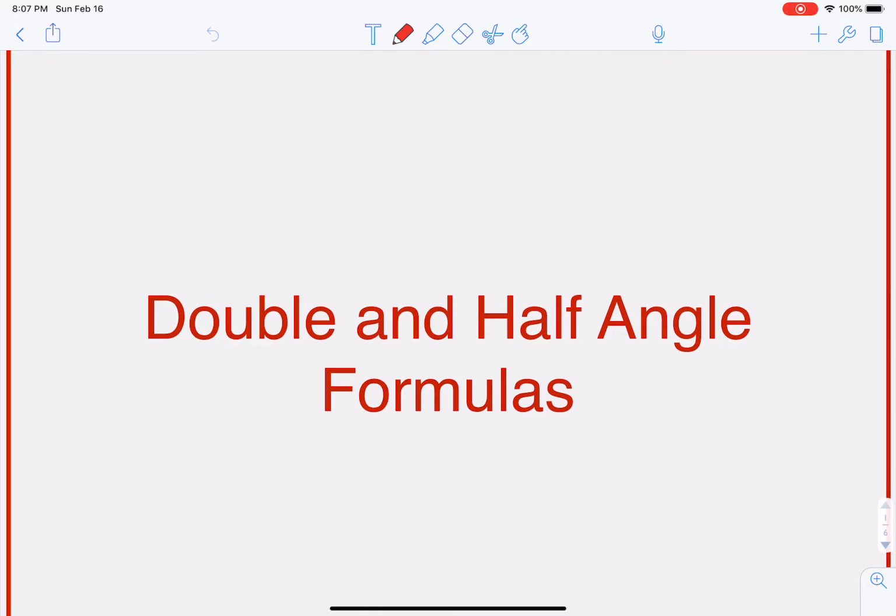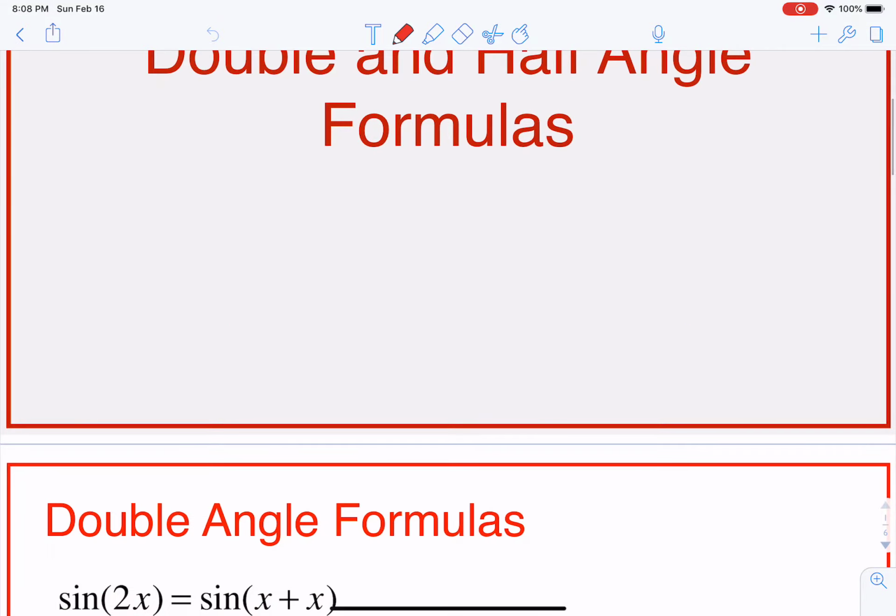Hi there. So today we are going to continue with our trig identities and trig formulas. We'll end this week with solving trig equations. So there's just a few helpful identities and formulas that we'll use before we get to solving these trig equations. So this lesson is for the double angle and the half angle formulas.